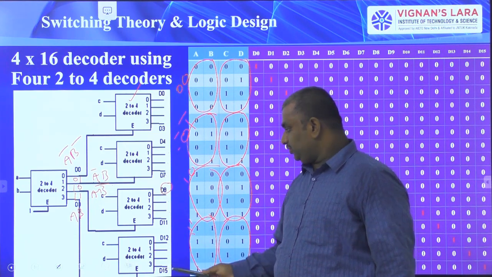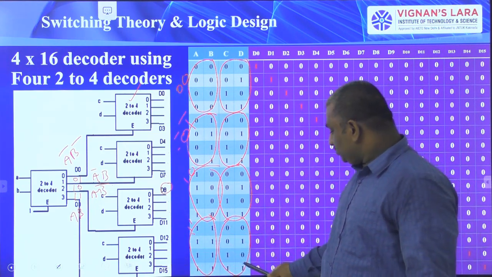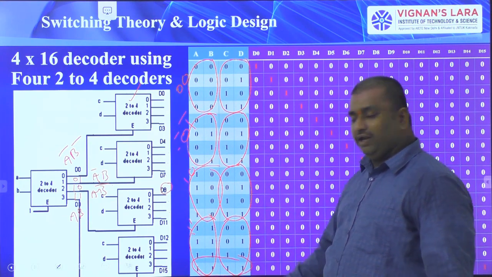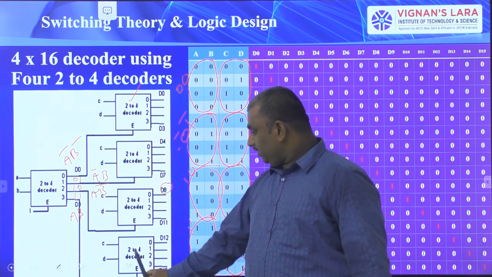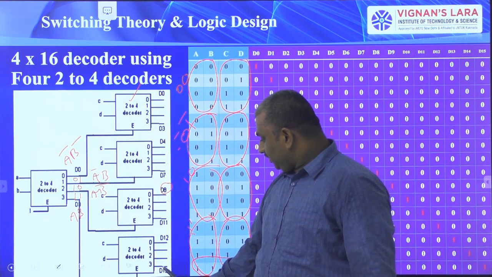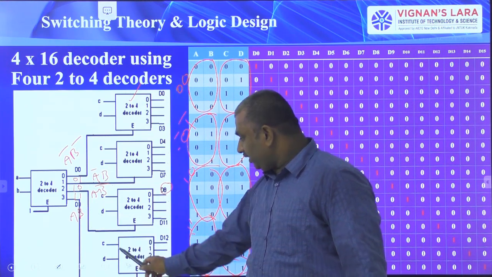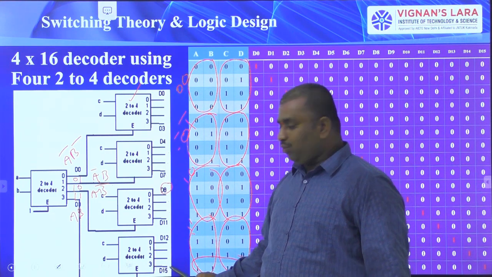These are the 4 outputs. So these are the minterms again. See here, this is the minterm of 15, all ones, that is M15. So the last one, D15. See here, for this D15, in this decoder, the CD value for this third one is 1 1.